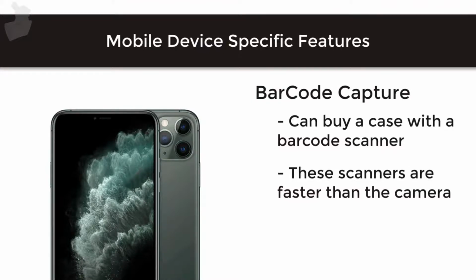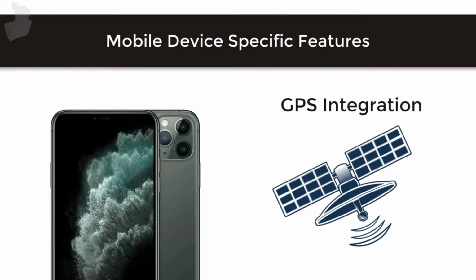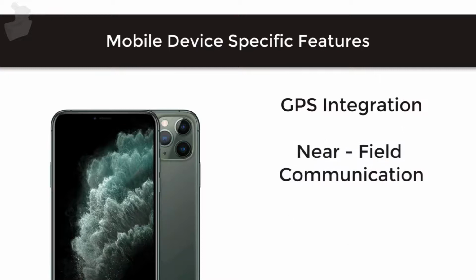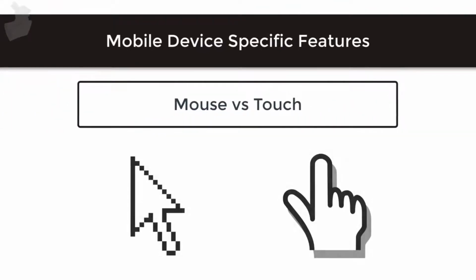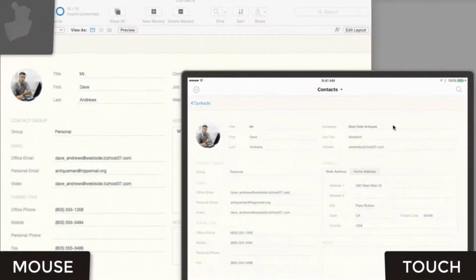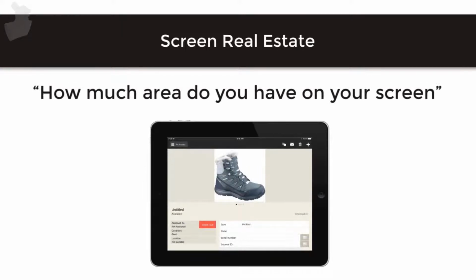It's much slower. Of course, the iOS devices also have access to GPS coordinates, which can be very handy as well as NFC or near-field communication, which is fairly new technology, something we're starting to see supported with the latest release of FileMaker Go. Now, one of the biggest device-specific capabilities is the fact that there is an integrated touchscreen and no mouse. And of course, that means that you have to design your interface so it looks great on the size of screen that you have. You'll hear me refer to that in this training as screen real estate. How much area do you have on your screen?